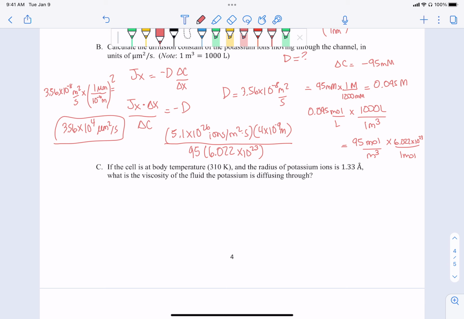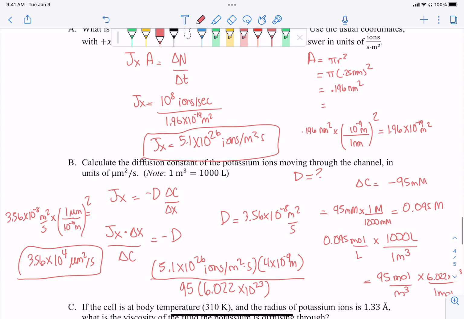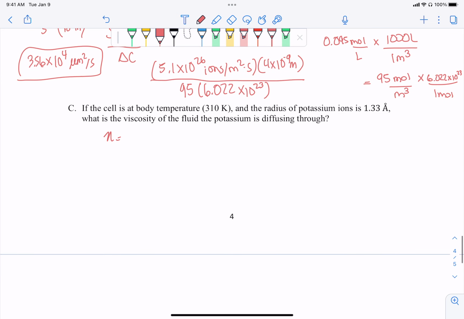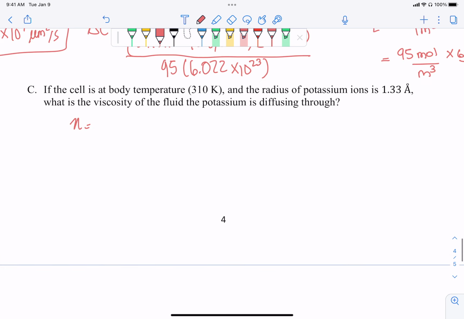So we need to figure out viscosity. They gave us some radius, they gave us temperature, right? Well, how can we get viscosity? Viscosity is kind of out there, right? We've been doing flux and diffusion and whatever, right? So how can we get viscosity? Yeah, so there's a diffusion formula, right? That'll do.